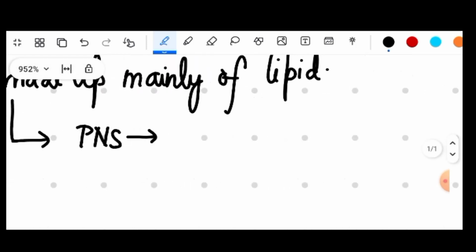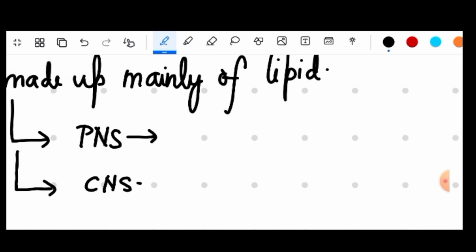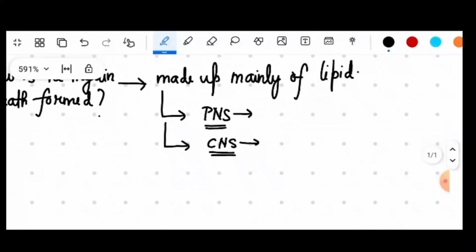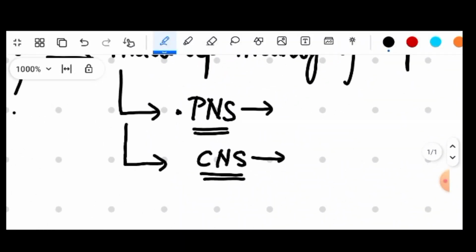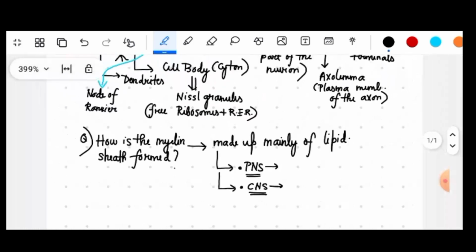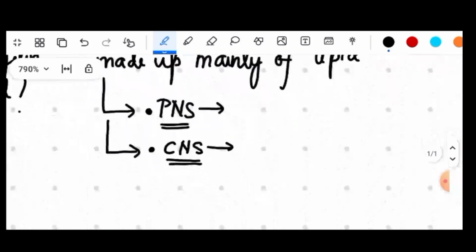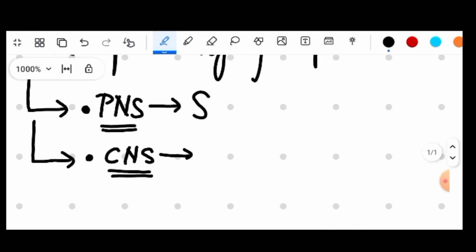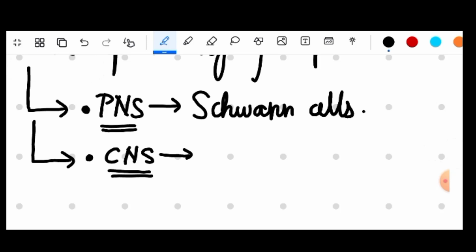and obviously there is the CNS as well. So these are the two parts of the nervous system, PNS and CNS. You can understand, we'll come to it later on. But at this moment, I want to explain how the myelin sheath is formed. That's why I'm showing you the PNS and the CNS. In case of PNS, it is formed by the Schwann cells, and in the CNS, they are made by the oligodendrocytes.